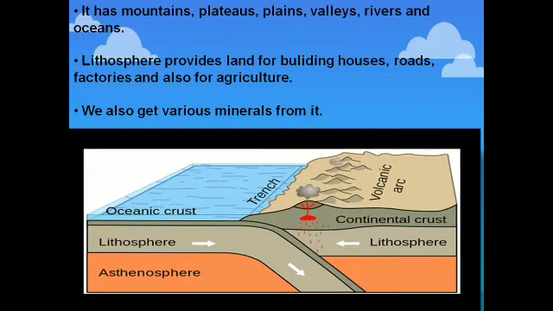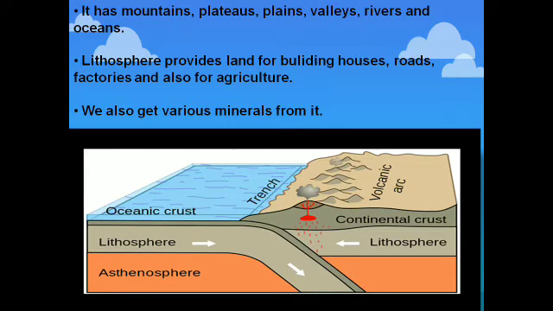Lithosphere provides land for building houses, roads, factories, and also for agriculture. These are the different benefits we have from the lithosphere. We also get various minerals from it, such as bauxite, copper, alloy, gold, and diamond. These are the different minerals which we get, organic and inorganic.